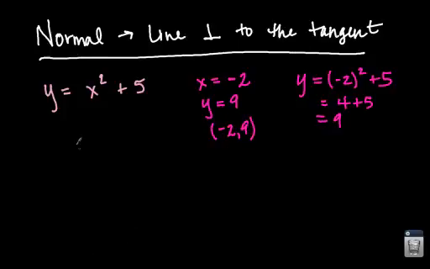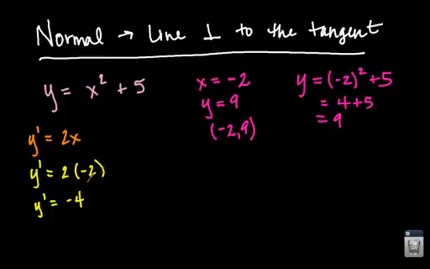So we're going to go ahead and differentiate now. So y prime is equal to 2x, and that's it. Now, before we can find the normal, we actually have to find the slope of the tangent. We do that by plugging in -2 everywhere we see x. So the slope of our tangent is -4, which means the slope of the normal is the opposite reciprocal, just like any perpendicular line. So that means our normal slope is 1/4.